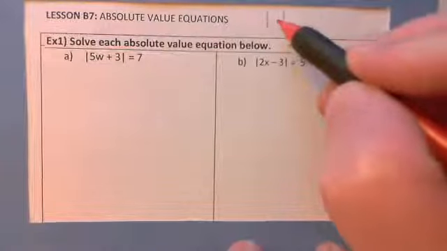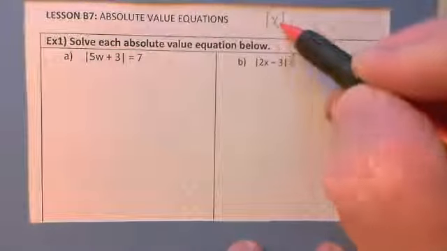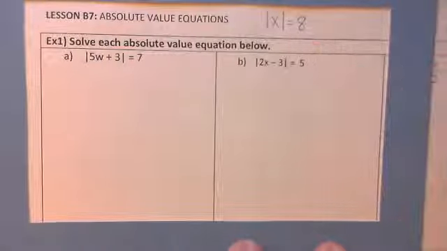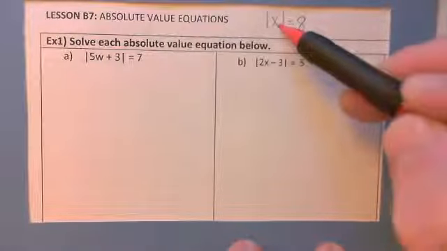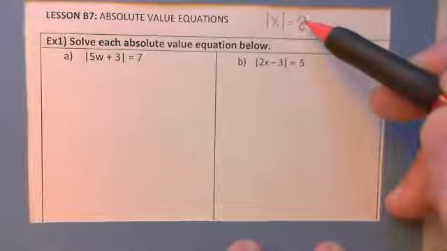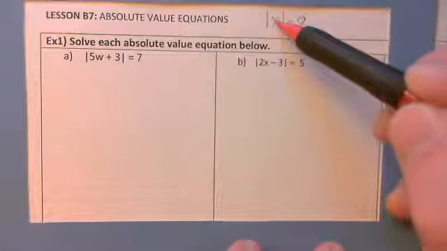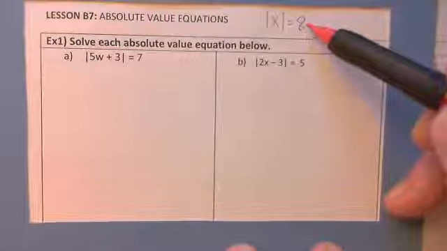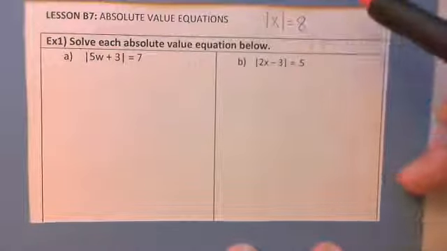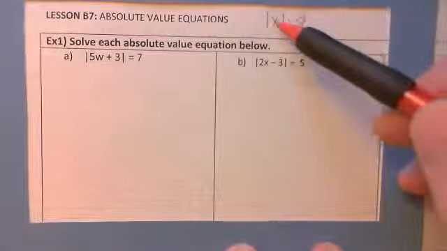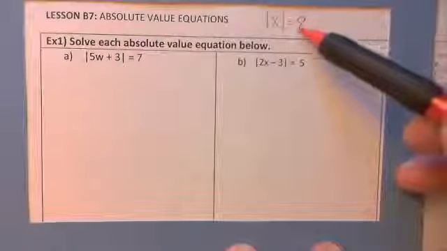Let's suppose I have the absolute value of x equals, let's say, 8. If I had an equation like this, I'm asking what values of x would make this 8. Positive 8 or negative 8 would give me this result. So that's what it's asking: what value inside the bars is going to give me the right side right here?